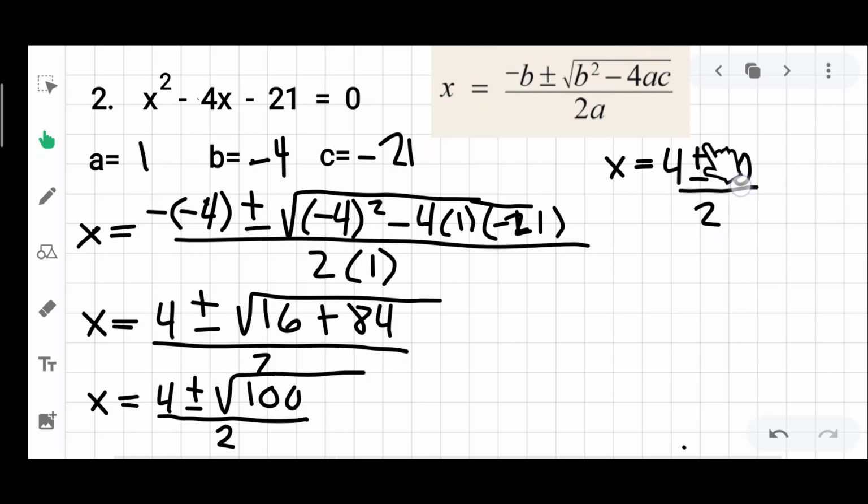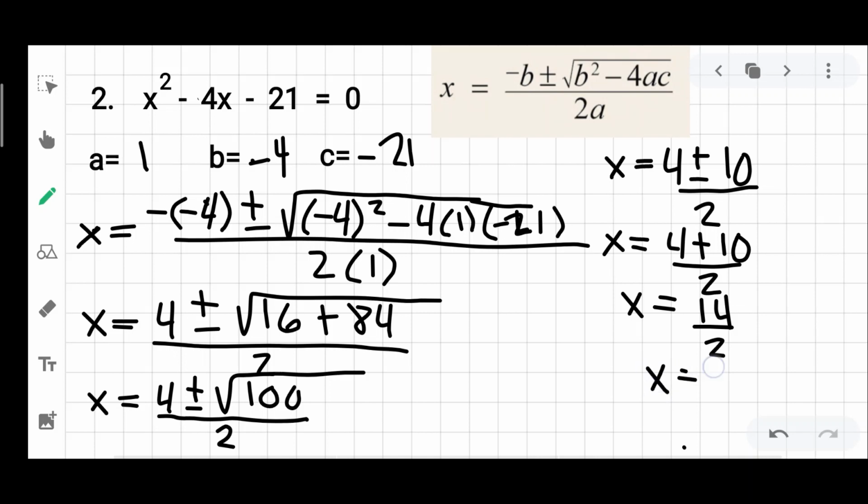So, ngayon, gamitin na natin si plus. Mamaya na si minus para mahanap natin yung first solution. So, we have x equals 4 plus 10 over 2. So, x equals 4 plus 10, the answer is 14. Divided by 2, the answer is, the value of x is 7. Okay, so bakit 7? 14 divide 2 is 7.